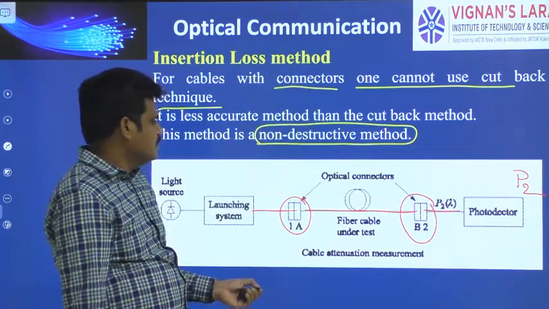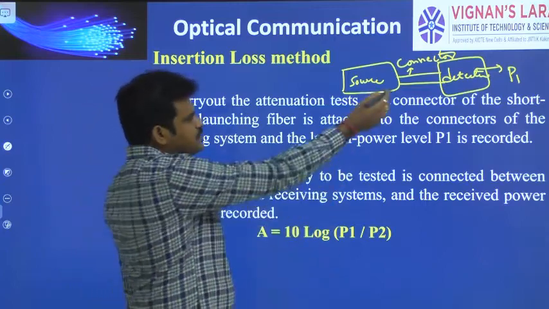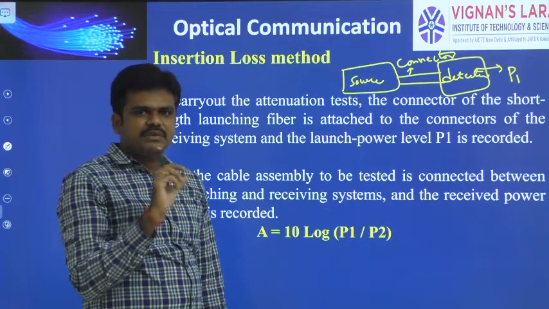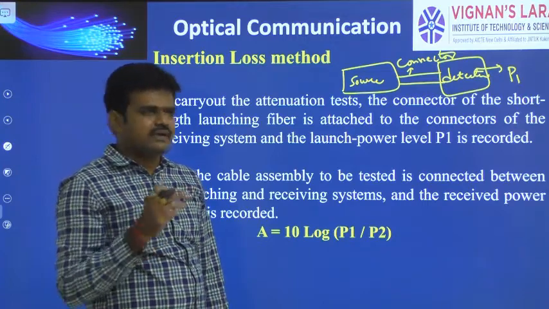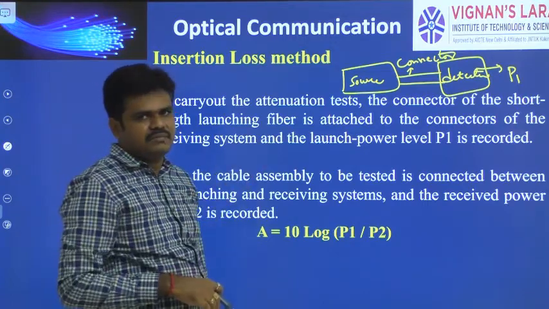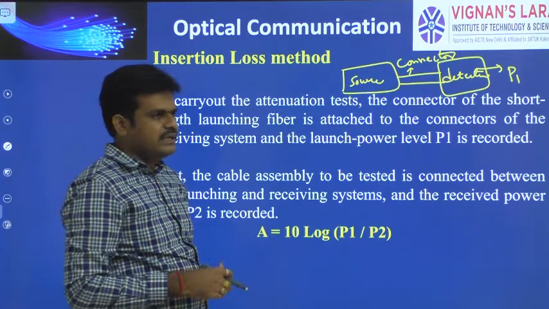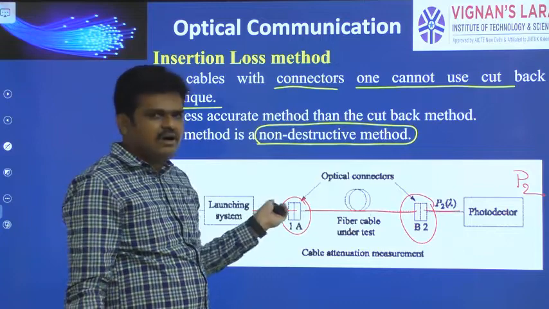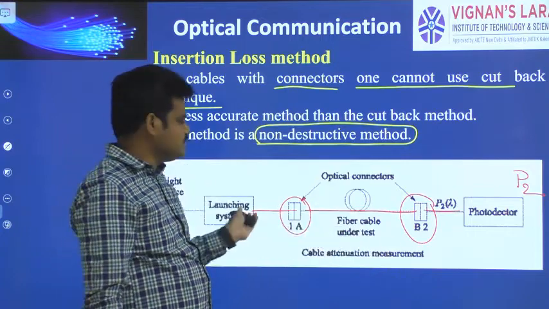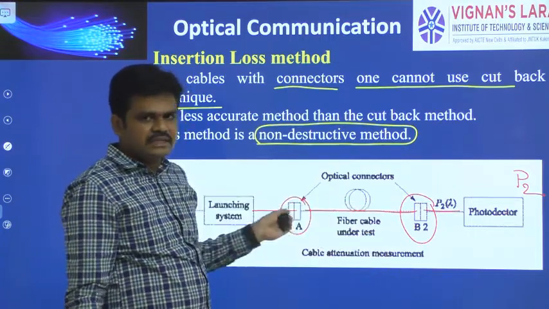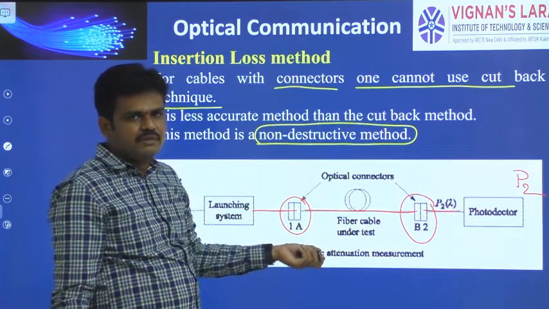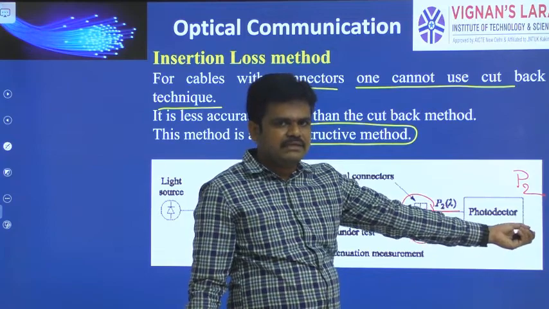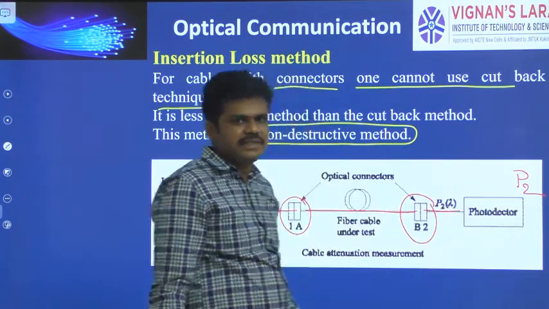Now you know P1. How did you calculate it? By placing a small length connector between the source and detector, you calculated P1, the power at the receiving end. In the next step, you connected the source and the photodetector using a full length optical fiber cable, and you measured the power at the receiving end and called it P2.